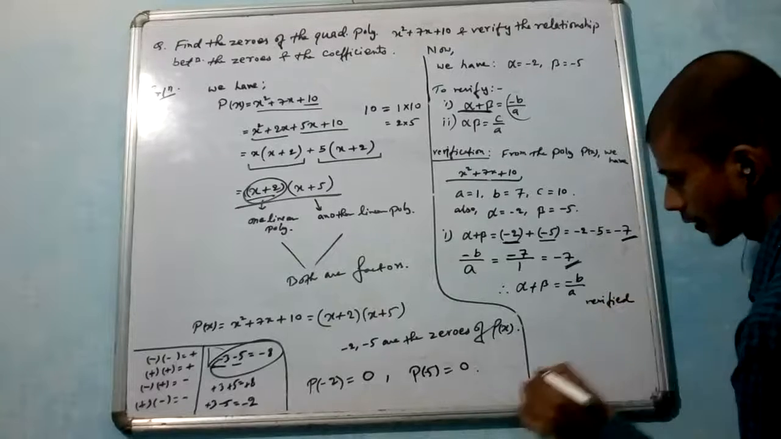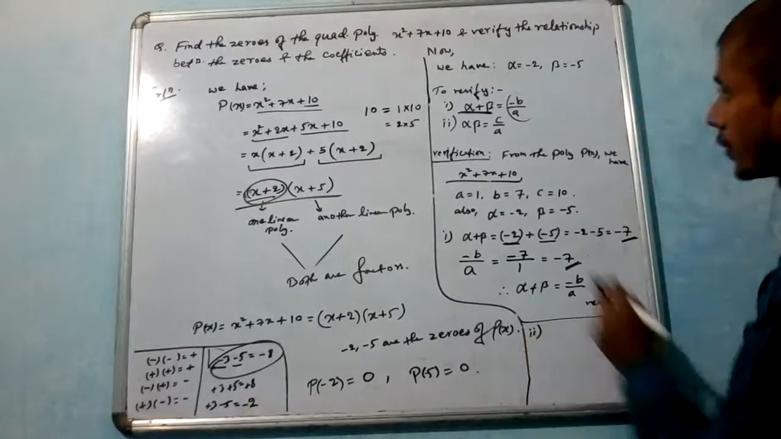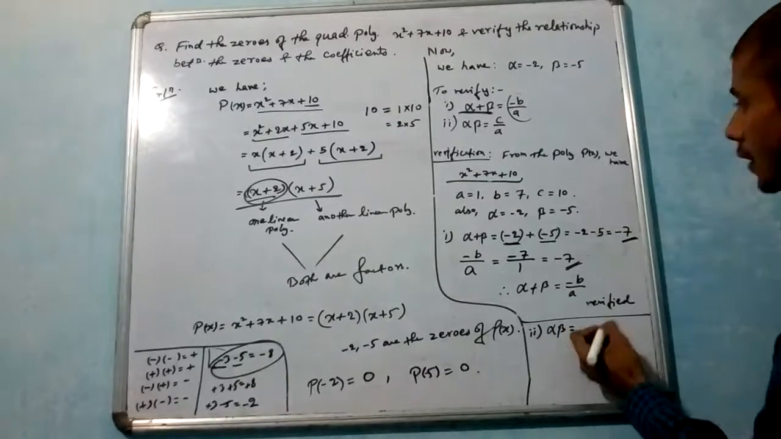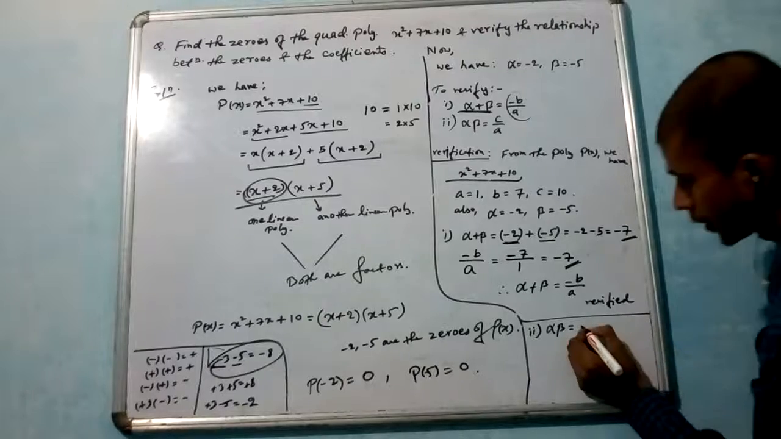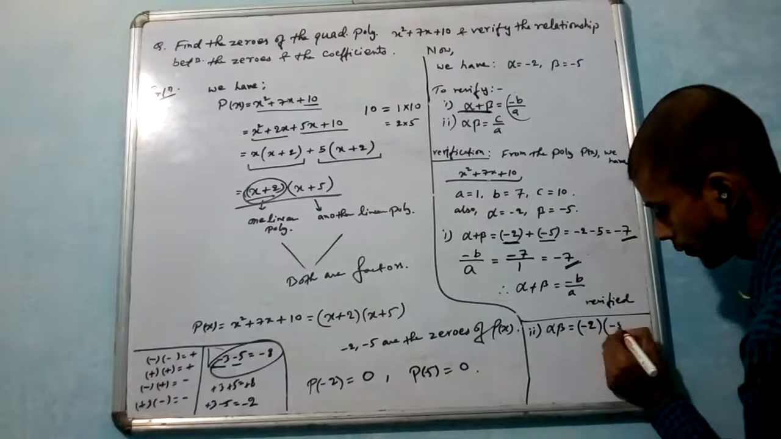Just like that, for the second one we will go. What is alpha into beta? Alpha into beta. What is alpha? Alpha is minus 2, and then here you see multiplication. Alpha into beta, minus 5, isn't it? How much?